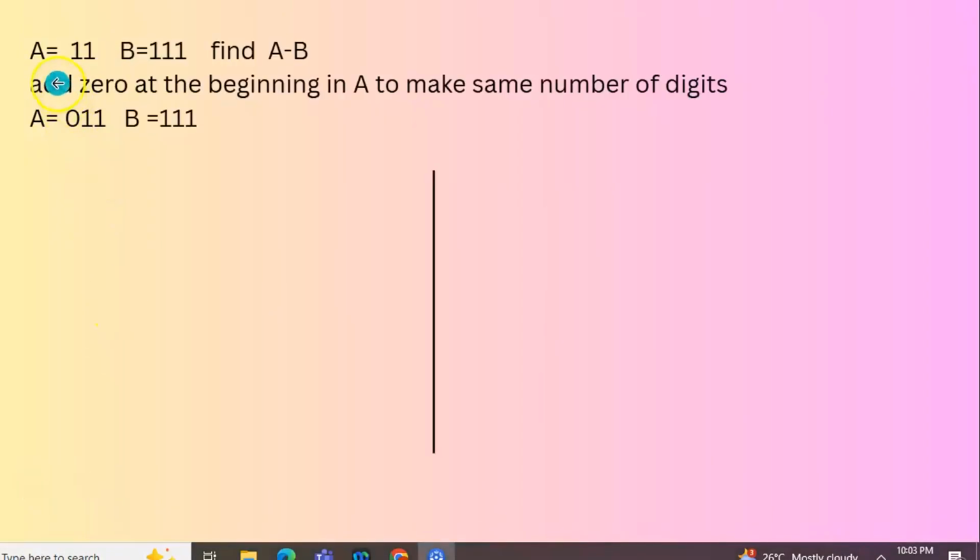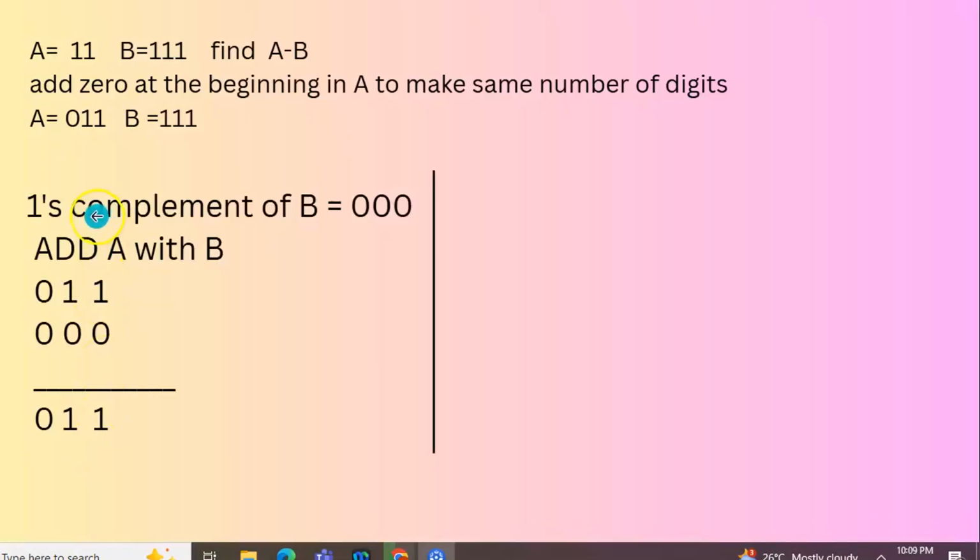Let us take another example. Binary number A is 11 and binary number B is 111. We want to find A minus B. We have already discussed that both binary numbers should have the same number of digits. So we add 0 at the beginning of A to make the same number of digits in both A and B. After adding 0 in A, A is 011 and B is 111. Now we want to find A minus B using the 1's complement subtraction method. So you find the 1's complement of B.